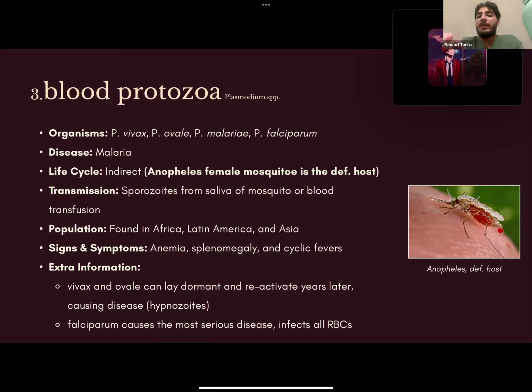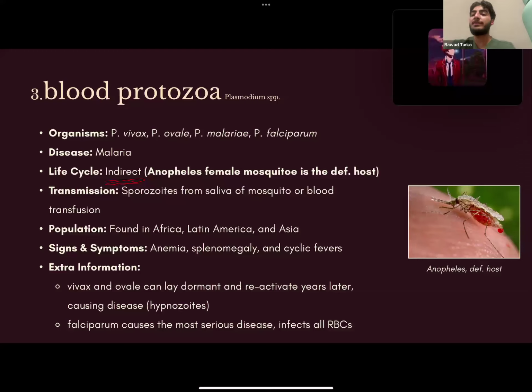Now the life cycle here is indirect. This time, which one is the definitive host instead of it being the human? It's the Anopheles female mosquito. It has to be the female. This is what it looks like. So it's a mosquito. The species is called Anopheles. So that's the definitive host. And if it's the definitive host, that's where the sexual reproduction will take place.